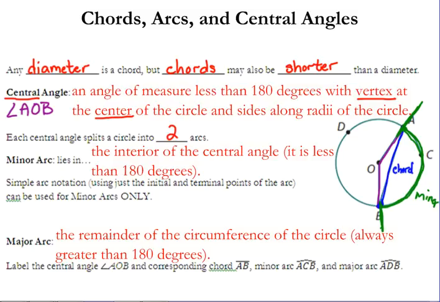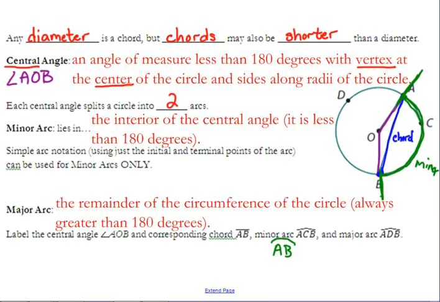Now, we could also name that arc AB. Since it's a minor arc, we can just use its endpoints. We don't have to include that point C in there. And then the major arc is the remainder of the circumference. So it's from A to D to B. So that's how we name those major arcs.